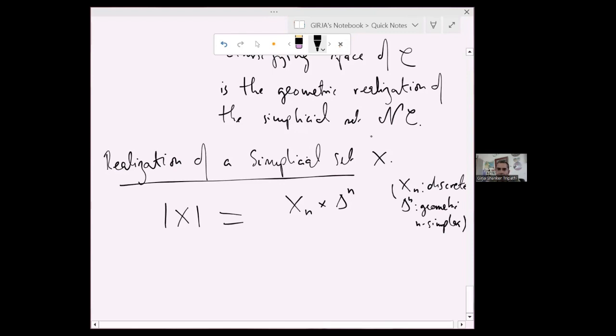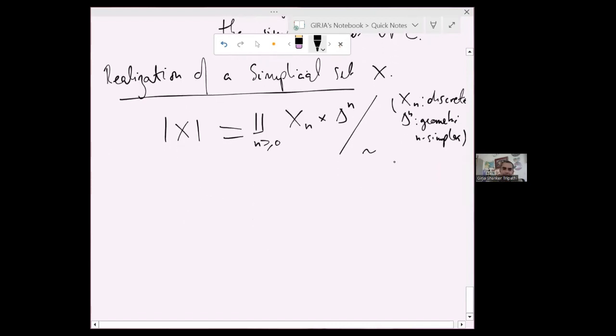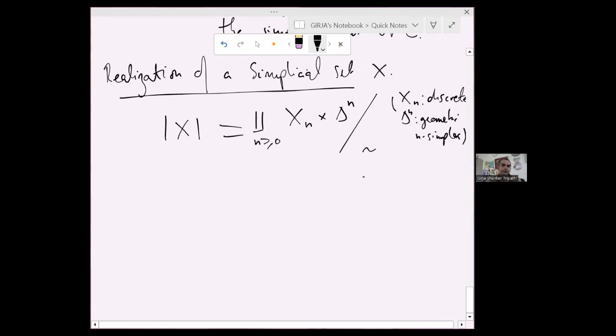Okay, so in the beginning when I described this co-simplicial space delta, then I described this. So we take this disjoint union of these, and then put an equivalence relation on this. And what is the equivalence relation? It's generated by these identifications in here.